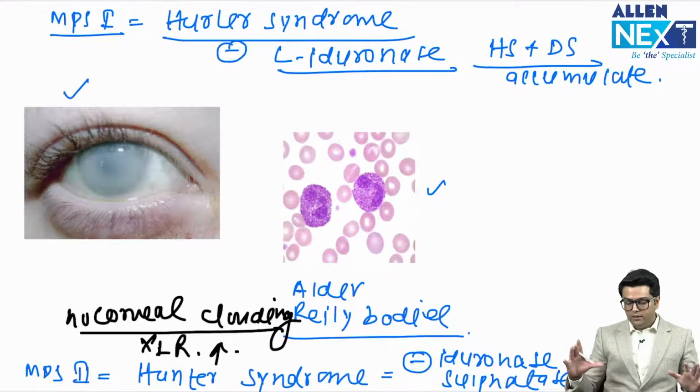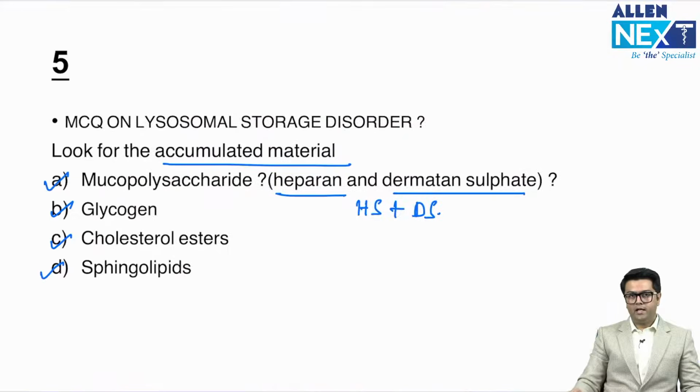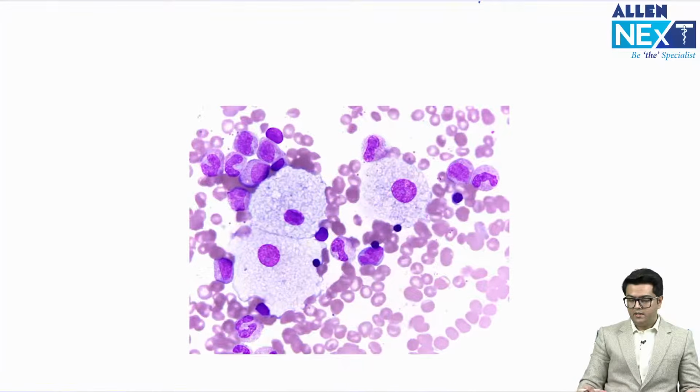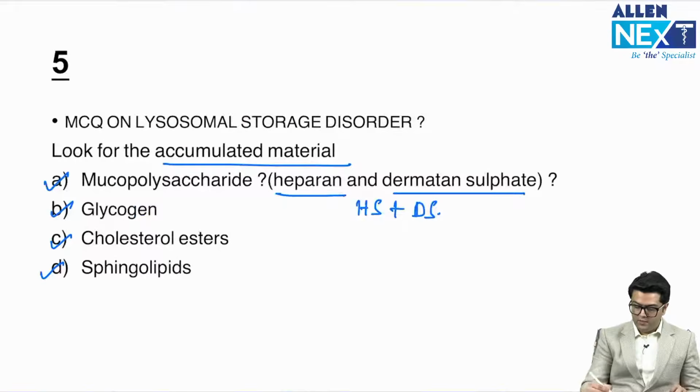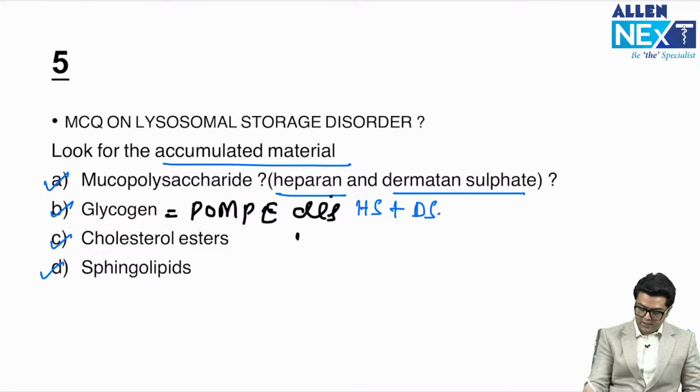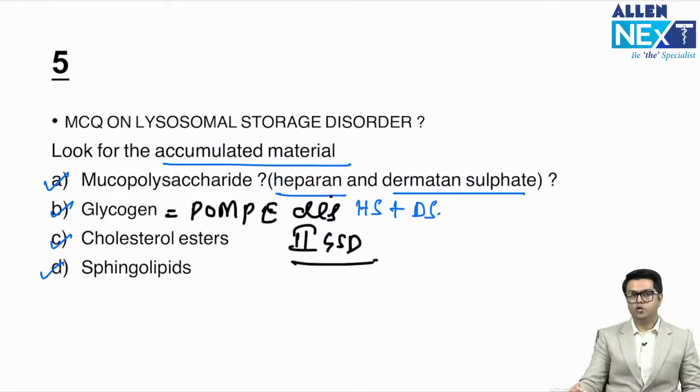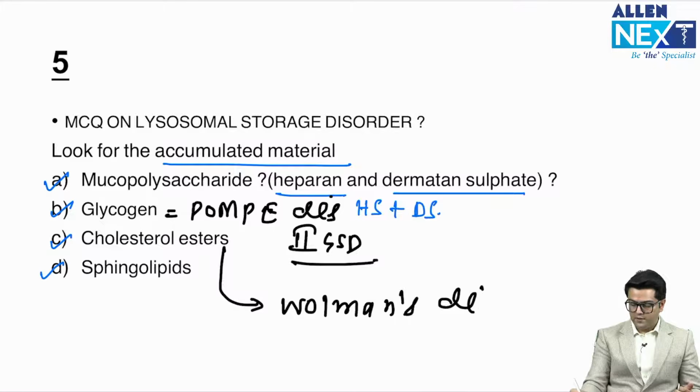So type 1 and type 2, that must be known to you. And these mucopolysaccharidoses or lysosomal storage disorders can be treated by enzyme replacement therapies. Now guys, next is glycogen. What is the name of the disease in which glycogen accumulates in lysosomes? I told you already, that is Pompe's disease, type 2 glycogen storage disease. Now cholesterol esters accumulate in a disease called Wolman's disease.